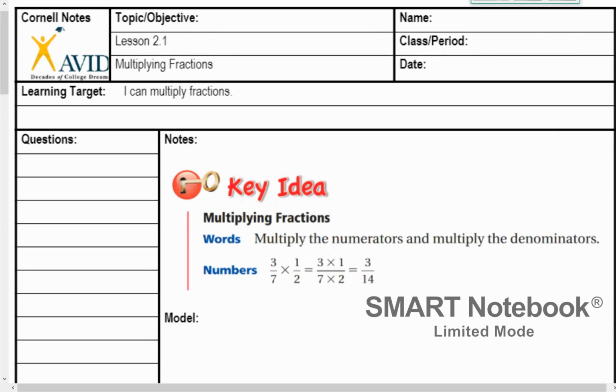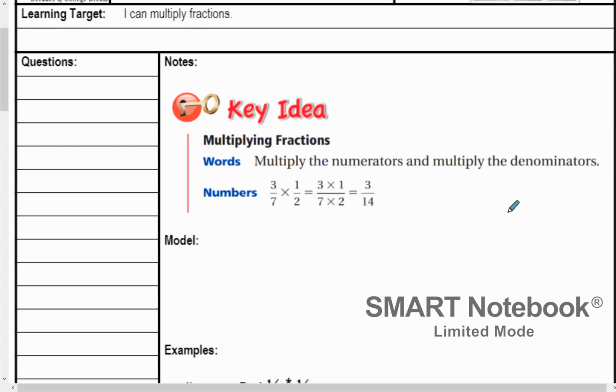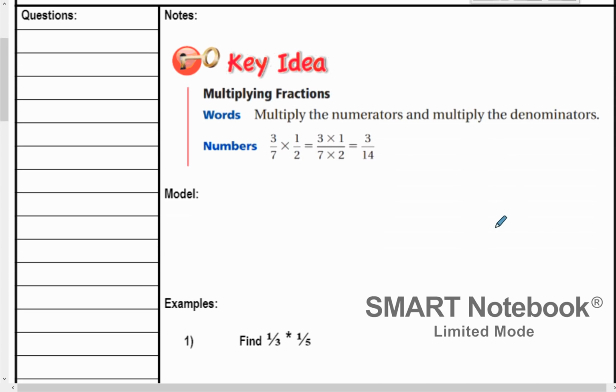Today's lesson is going to be lesson 2.1, which has to deal with multiplying fractions. Okay, our learning target for today is I can multiply fractions. Over here in the key idea, it's going to describe how we multiply fractions using the algorithm, or just using the numbers. So multiplying fractions is actually pretty simple.